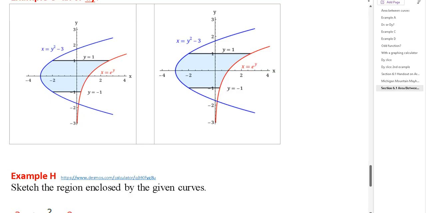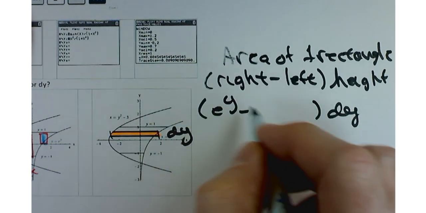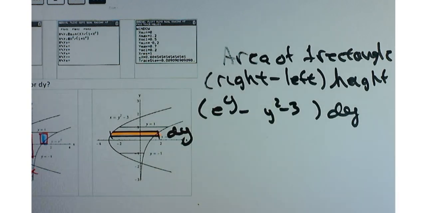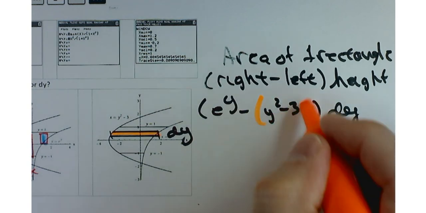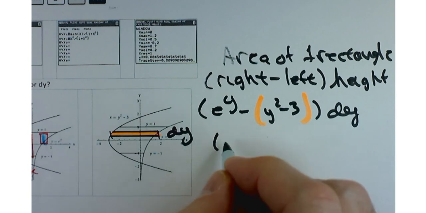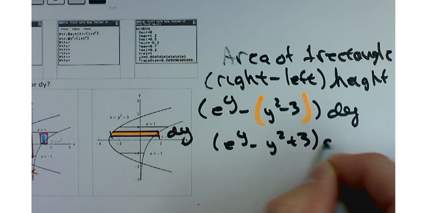So let's take a look at these two functions. I'm going to look back on this graph over here. The rightmost one is e to the y. The leftmost one is y squared minus 3. So let me put those two together. It's going to be e to the y minus y squared minus 3. And again, be careful that you have to distribute the negative across that y squared minus 3. So overall, e to the y minus y squared plus 3 dy.